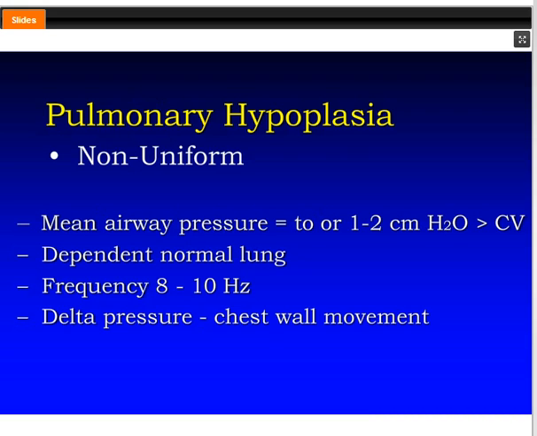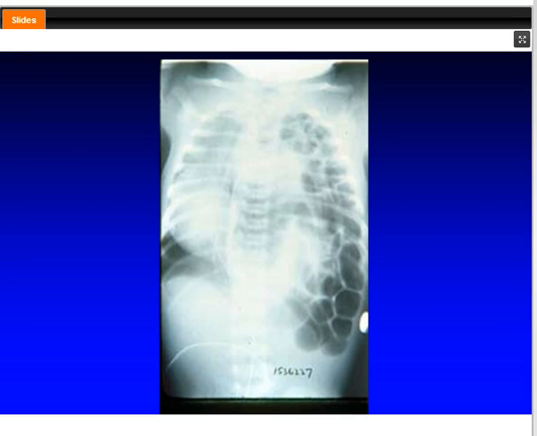Again, mean airway pressure equal to or a little bit greater than the conventional ventilator, but it's really dependent upon the normal lung. Frequency 8 to 10 hertz in these patients. And again, this is the child who has a diaphragmatic hernia. So it's got one very small lung. This is a left-sided hernia, so a very small lung on the left, has a much more normal lung on the right. But one of the keys is making sure that that lung is adequately inflated.